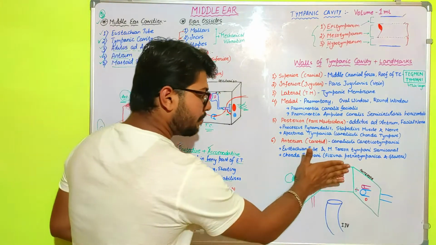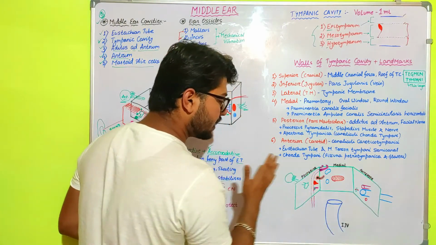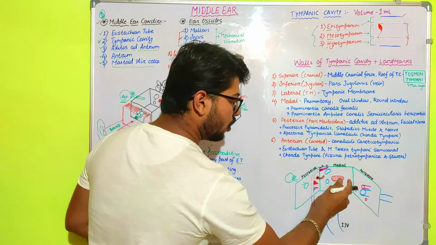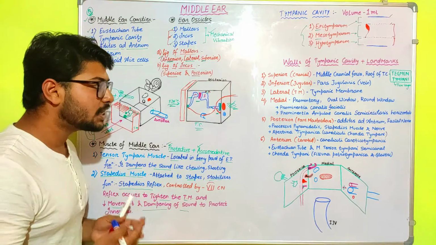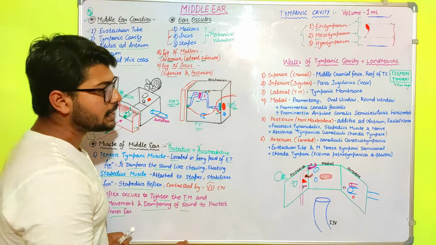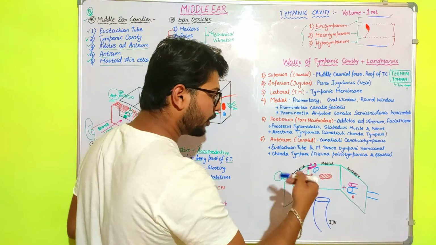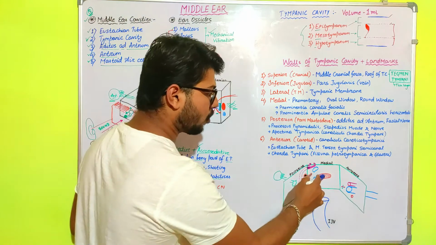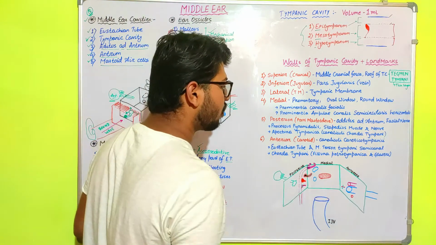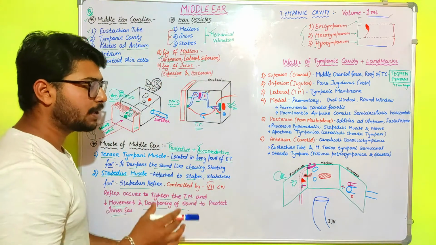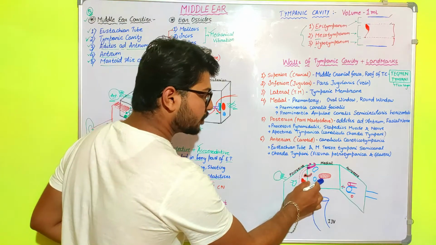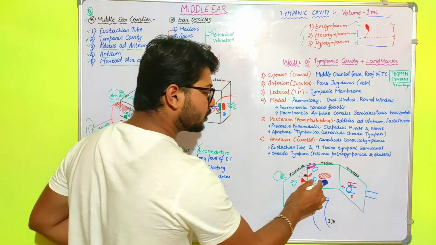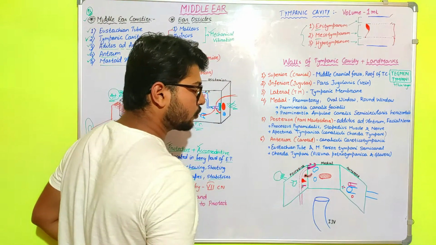Listen, this is the medial surface, this is the anterior surface, and this is the posterior surface. On the medial surface we have a promontory. So what is that promontory? Promontory is the projection formed due to the first turn of the cochlea on the medial wall of the tympanic cavity. It is a projection of the first round turn of the cochlea, and that projection forms the promontory structure.